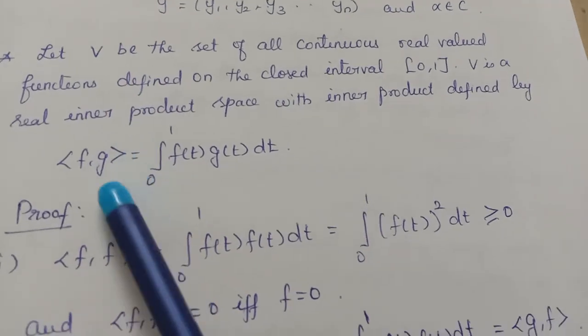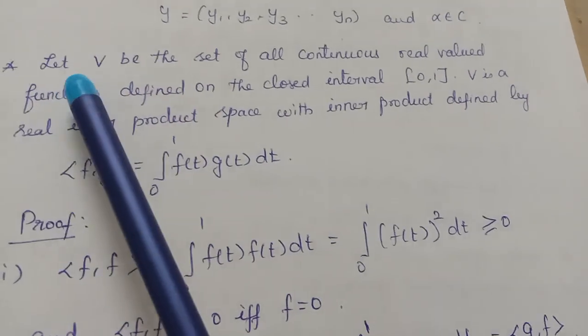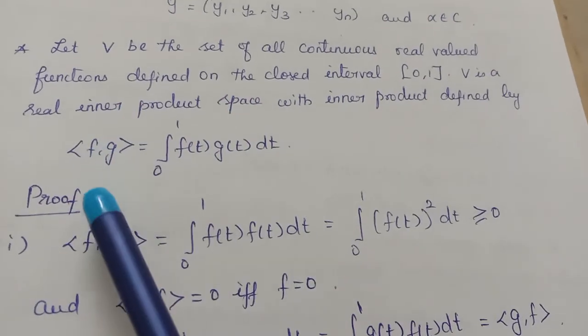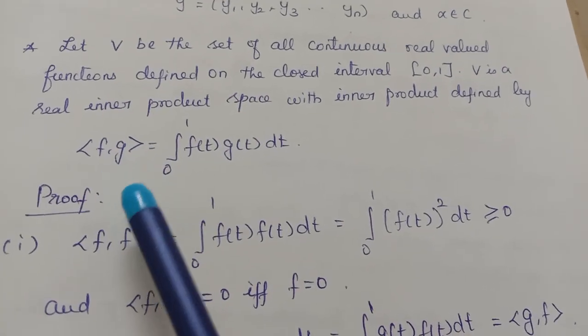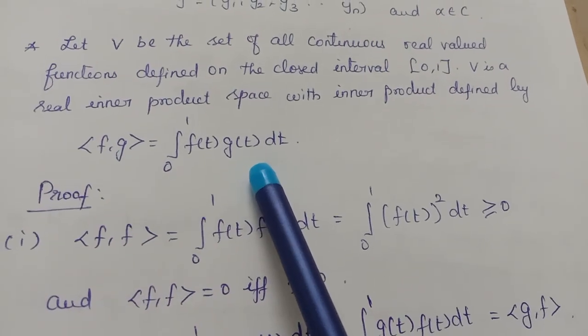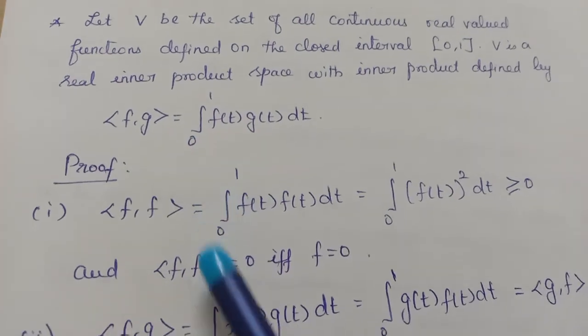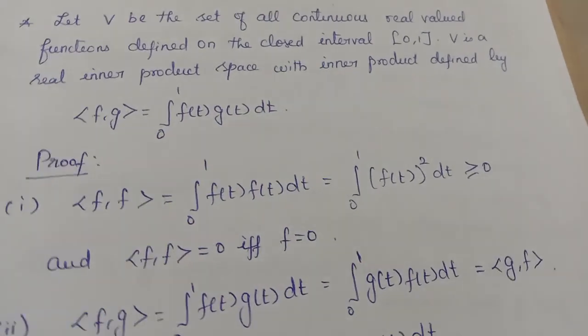Okay, so you can understand from this example, for any vector space over a field we can define different inner products. This is not the unique inner product, right? So we can define the inner product in different ways. With respect to this, it satisfies all the conditions, so this is an inner product space.